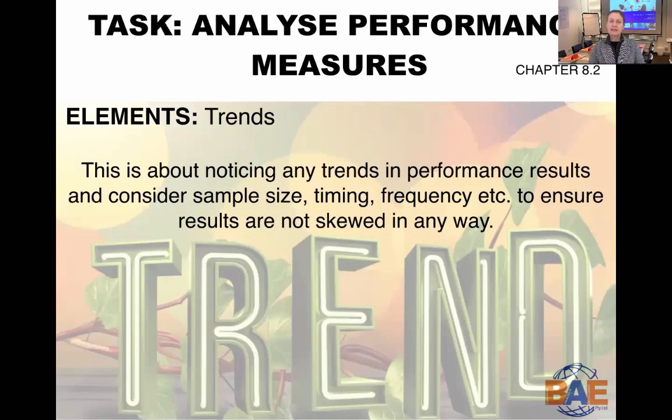Trends. Now, this element is about noticing any trends in performance results, whilst you consider the sample size, the timing, and the frequency to ensure that results are not skewed in any way. So this comes back to what I just said around the sample size and the timing of your sampling. Be mindful of those factors, because if you tend to find all of your data within a particular situation or a specific time of the month, your results might actually be skewed and not 100% accurate.